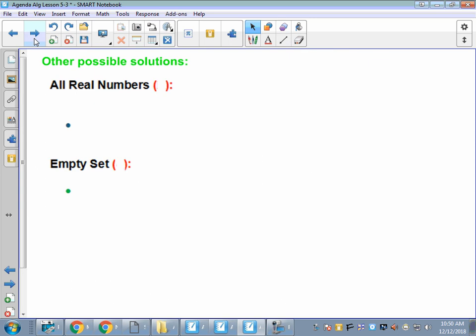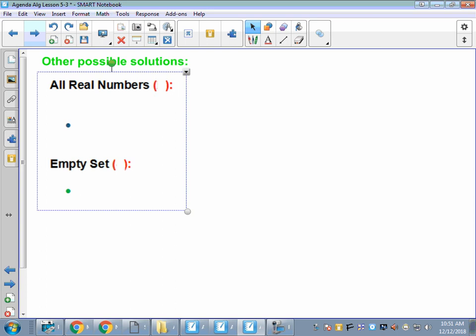Other possible solutions. We talked about having a variable on one side, a positive variable as your final answer. But what if you don't? What if the variables cancel each other out? So just like in equations, we've got situations here in inequalities where this could happen.